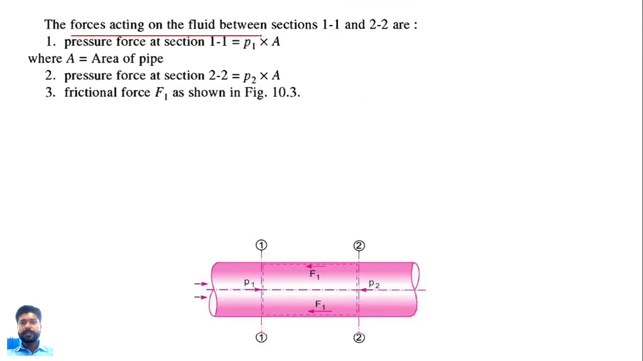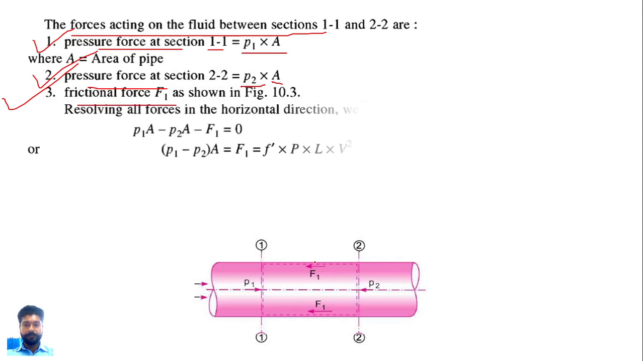The forces acting on this pipe are, first, the pressure force at section 1-1, that is P1 into A, where A is the area of the pipe. Likewise, the second pressure force is P2 into A, again with A the area of the pipe. And the third one is the frictional force F1.